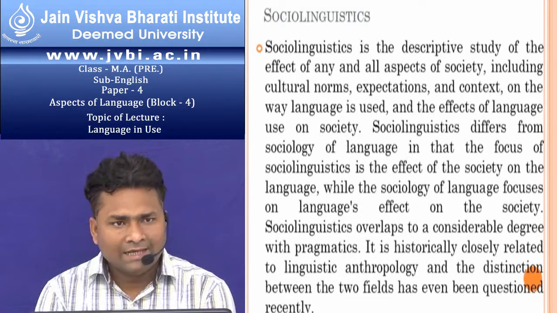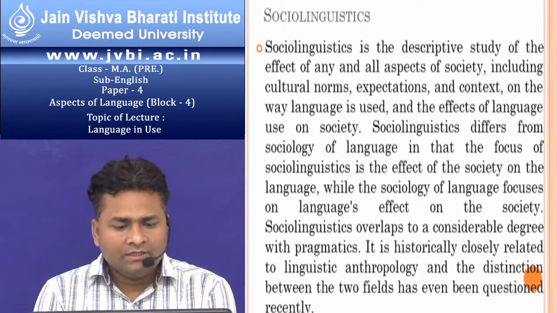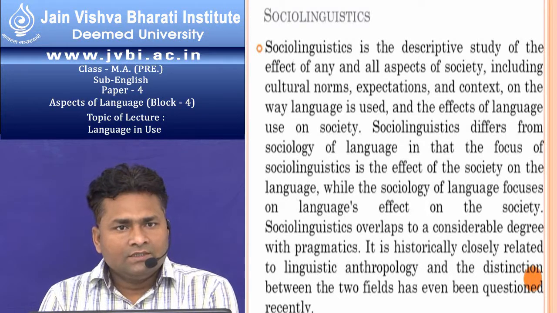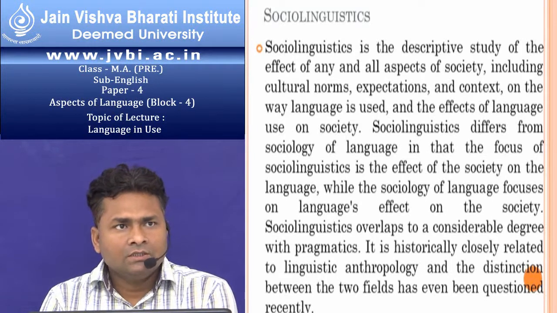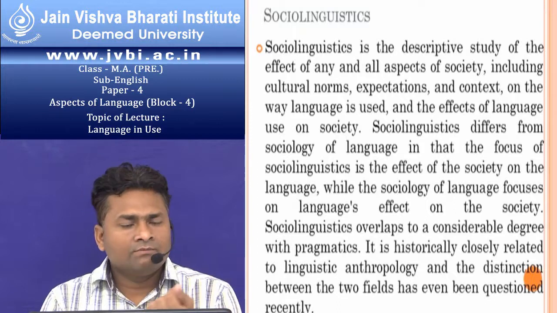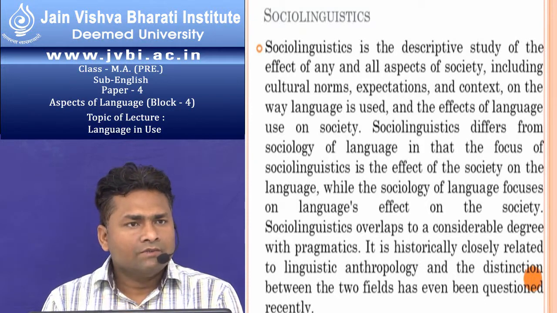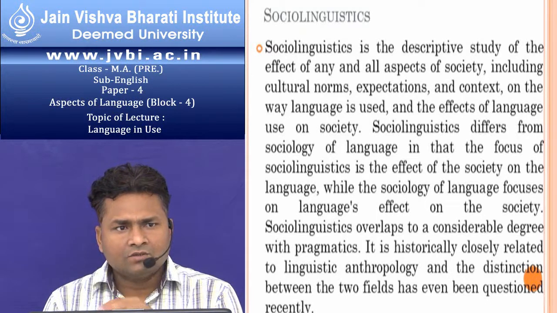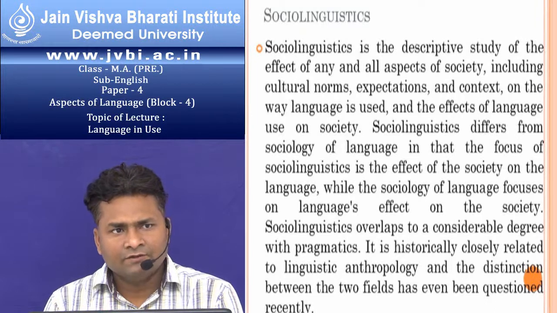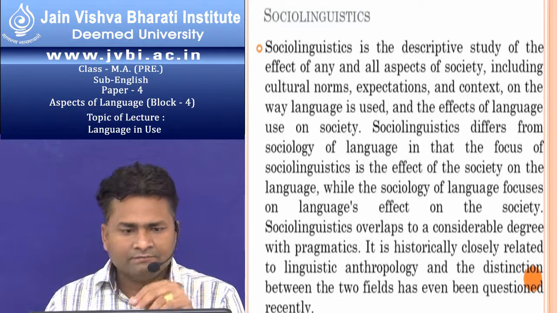Sociolinguistics overlaps to a considerable degree with pragmatics. It is historically closely related to linguistic anthropology, and the distinction between the two fields has been questioned recently. So, my dear friends, sociolinguistics is a branch of linguistics that studies the social impacts and related features of society on language, and how both of them are interrelated.